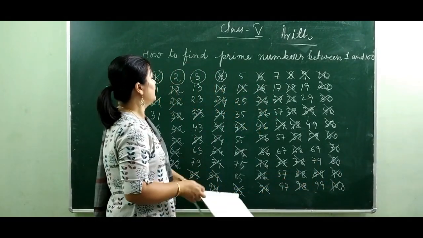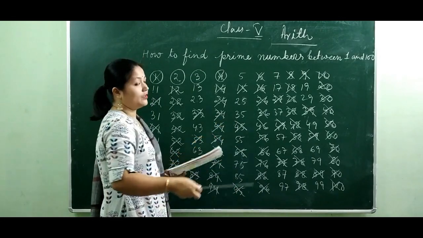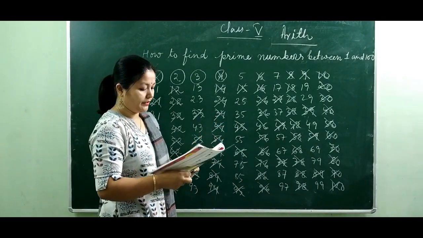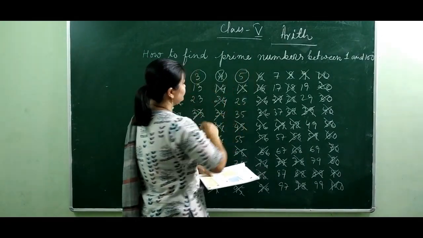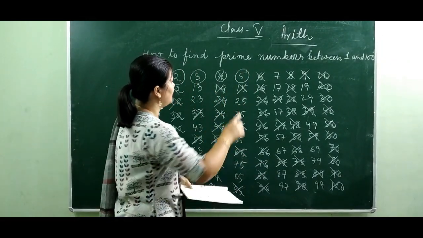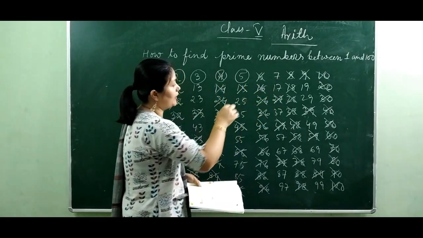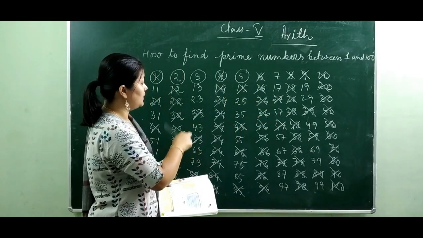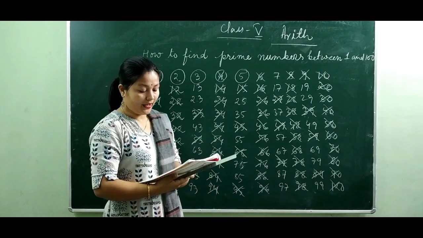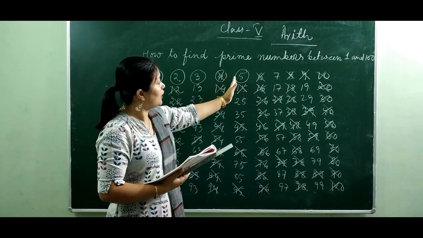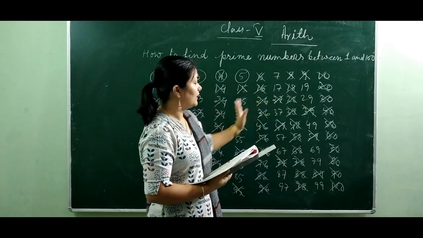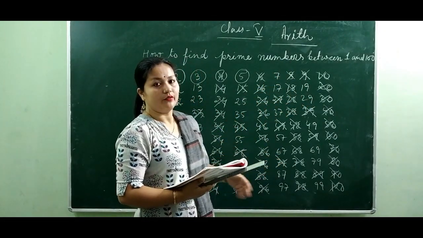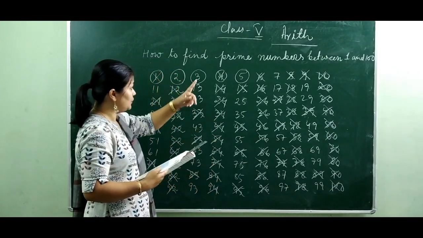So whatever I have crossed, these are not prime numbers. Then next prime number we got is 5. So 5 has only 2 factors. Likewise, we will cut the multiples of 5. I will not go on, so this you try at home. First we will cut the multiples of 5, then again 7, the multiples of 7, like that. When we finish, we get the prime numbers between 1 to 100.